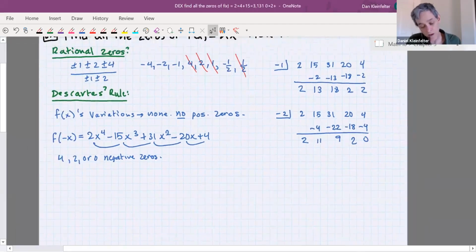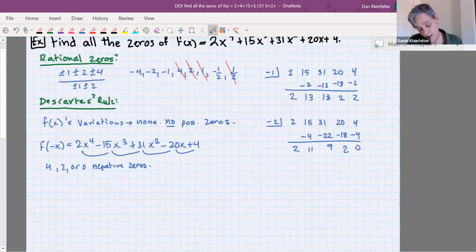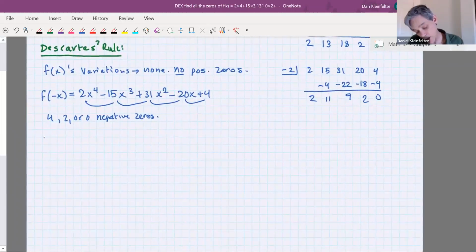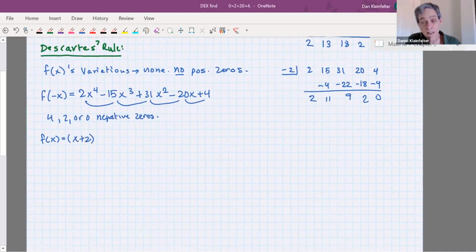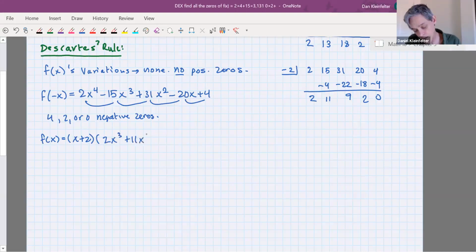And we've also got a partial factorization of our f of x. So now f of x is looking like x plus 2. We know negative 2 is a 0, so x plus 2 is a factor. And then that quotient is going to be 2x cubed plus 11x squared plus 9x plus 2.